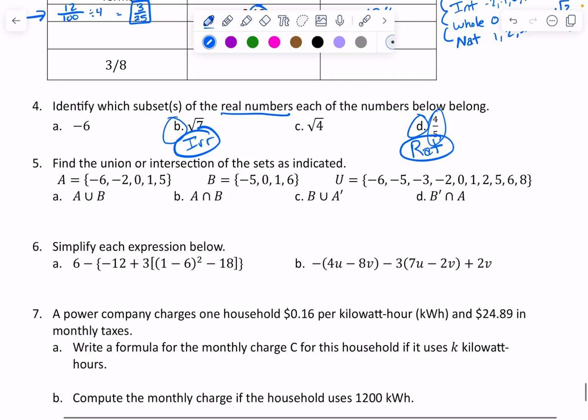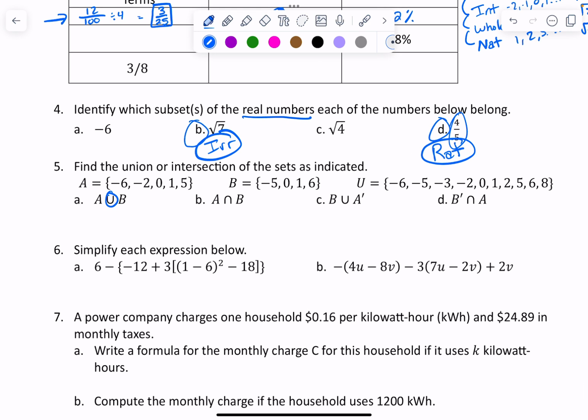All right, this one, we got unions and intersections, okay? Union means the marriage, that means everything together. Intersection just means where they overlap, okay? So let's do B and C together, all right?